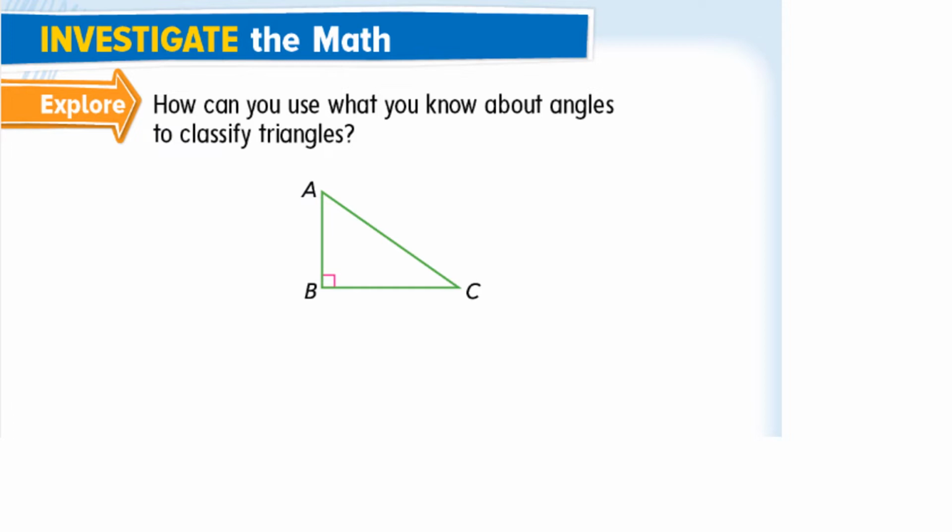So let's take a look at this. Look at angle A. What do you think that is? Yeah, acute, isn't it? It's less than 90. How about C? Same thing, right? But how about B? We know with this box here in the corner that has to be a right angle. So we can use that information to give names to triangles now.